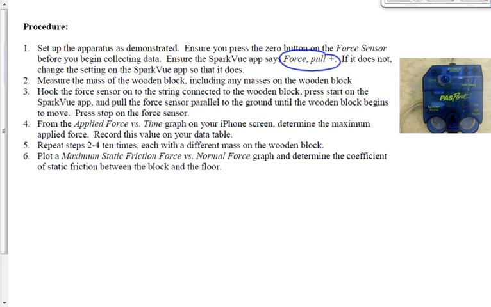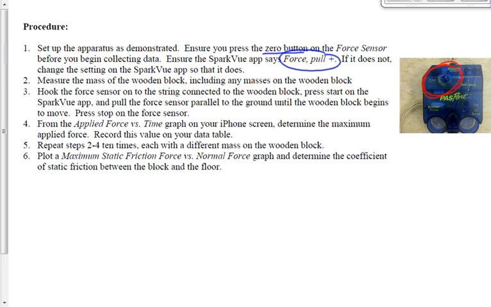So force pull positive. And you also want to make sure that before you actually go to do this, you zero the force sensor. There's a little 0 button right here. You'll see it when you get the force sensor. Make sure you press 0 before you start the experiment. It's not a bad idea to press 0 in between every trial, but it's critical that you press 0 at the beginning of the experiment, just in case it wasn't 0 before that.